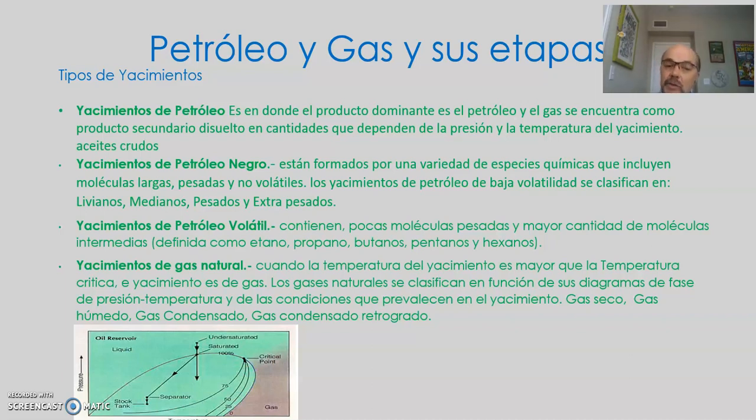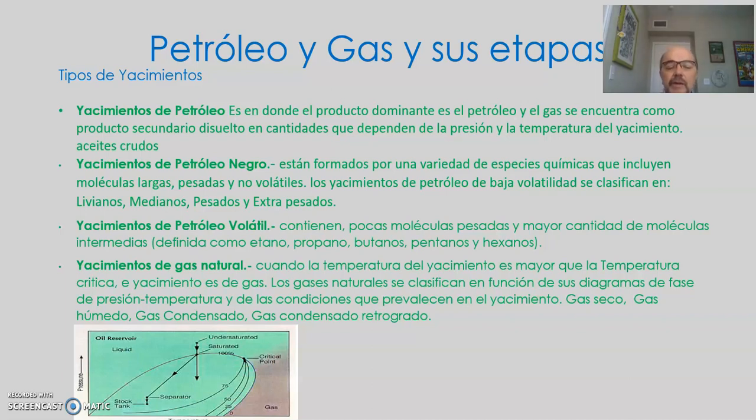Then we have the volatile oils, where the molecules are lighter, like ethane, propane, butane, pentane, and hexane. The production of a lot of oil is different from black oil because of the installation. We don't want to lose too much gas. So we need to look for the best combination when we design the installation, so that we can get more liquid than gas. So it's an issue to design the installation.